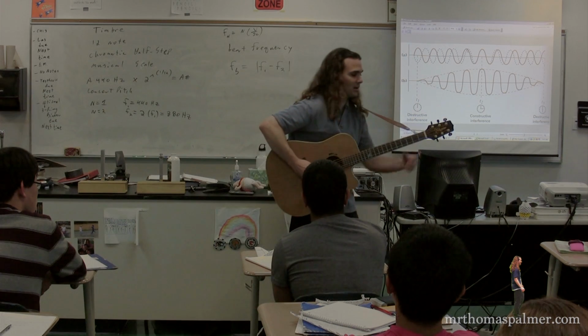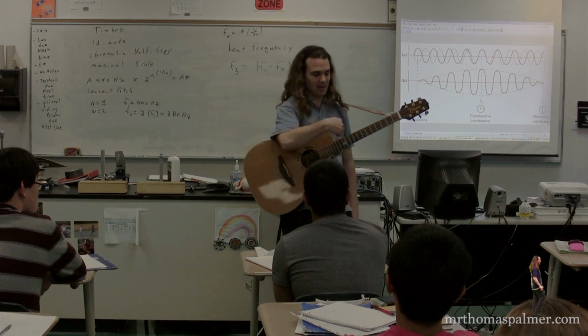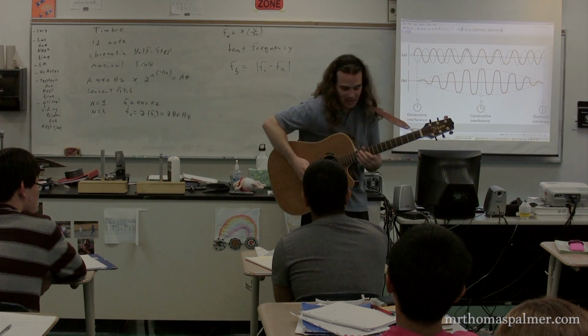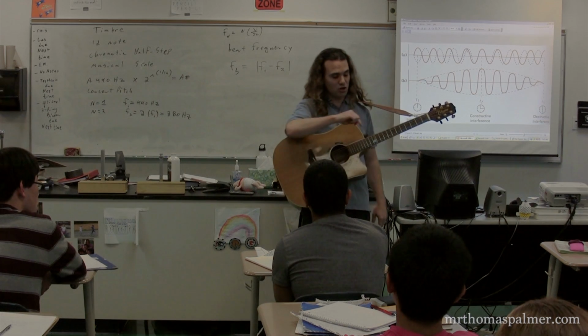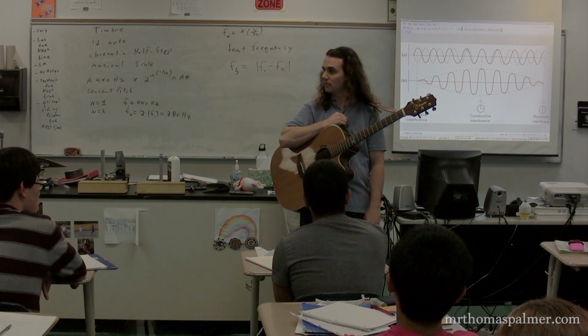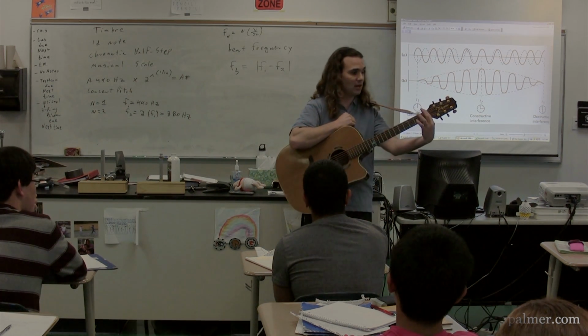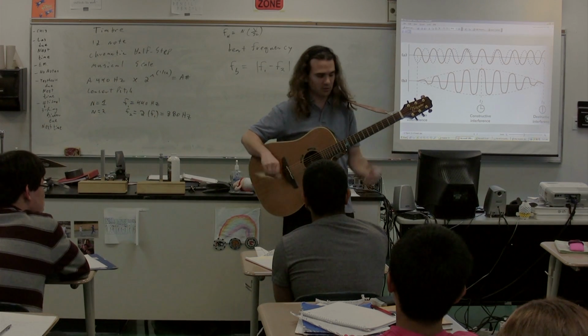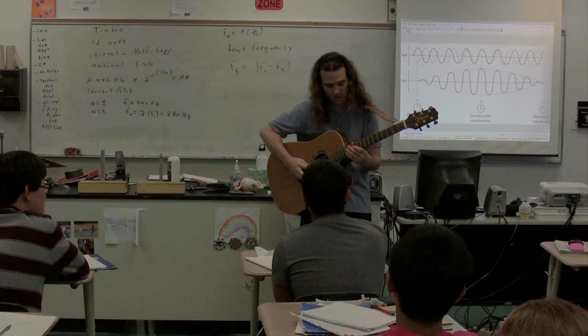With the first harmonic, there are two nodes at either end and an antinode in the middle. When instead I do this, I've forced a node at that location, right? So now I have node, node, node, and two antinodes.